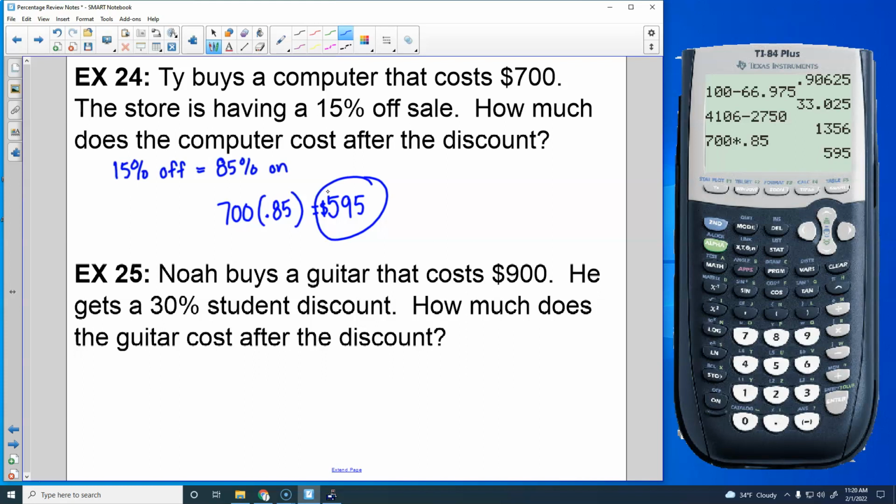Try 25 on your own. All right, Easton, what will we do on number 25? Noah buys a guitar that costs $900. He gets a 30% student discount. How much does the guitar cost after the discount?